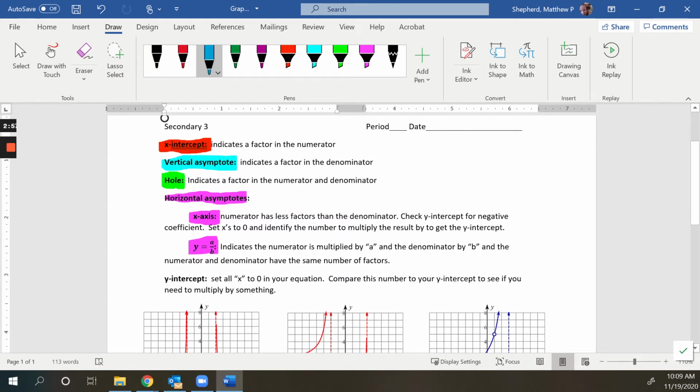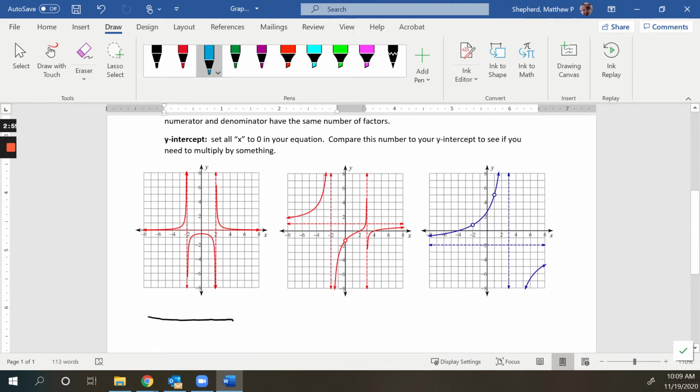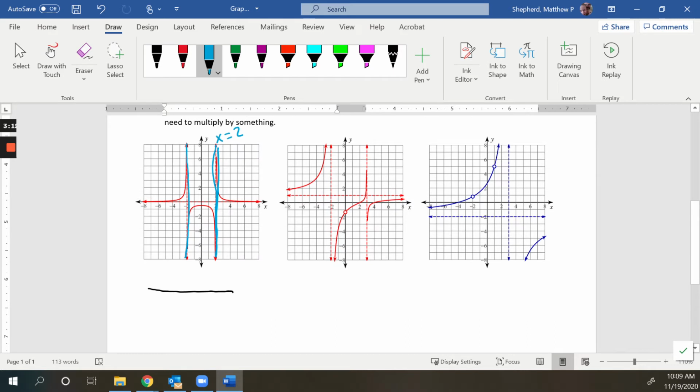All right, next we'll look at the vertical asymptotes. We've got two vertical asymptotes. So we've got one at x is equal to a positive 2. Now that positive 2 is going to create in the denominator the factor x minus 2. Because when x is a positive 2, that's when this is 0, and we can't divide by 0, and that's why that asymptote exists right there.